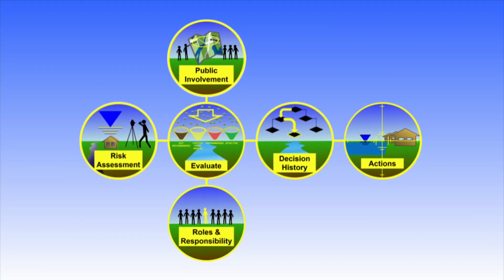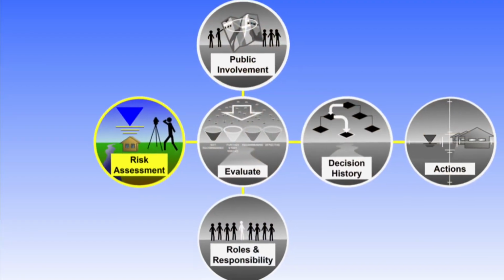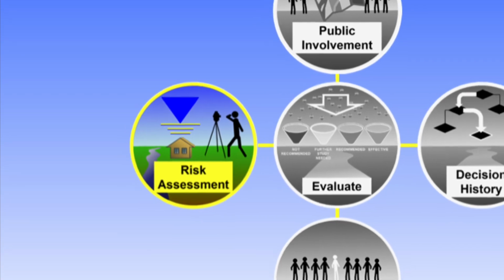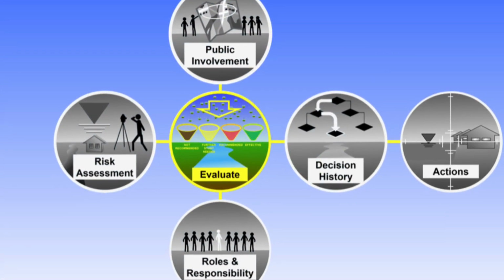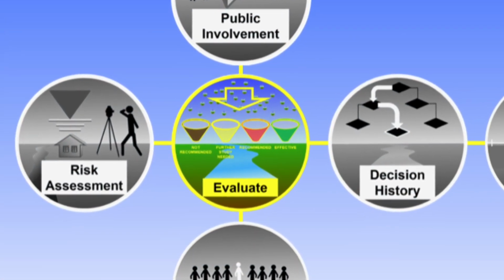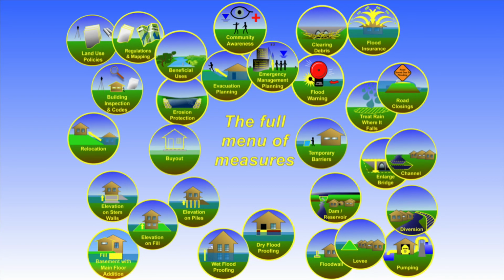Here is a simple visualization of the planning process behind a floodplain management plan. The process begins with identifying risks, knowing where flooding occurs. Next step in the process evaluates the measures for some location in a community. Each location and group of property owners have their unique conditions. The full menu of flood risk management measures must be considered.